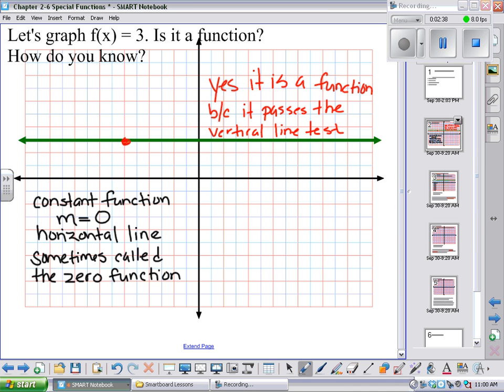So for constant functions, they're written pretty simply. In this case, the y-intercept is at 3. So this function will be y equals 3 or f of x equals 3. You could also have y equals 4, so it will just be a horizontal line at 4. Or y equals negative 1. It could be any number. But notice there's no variables on the opposite side of the y. It's just a constant or a number.